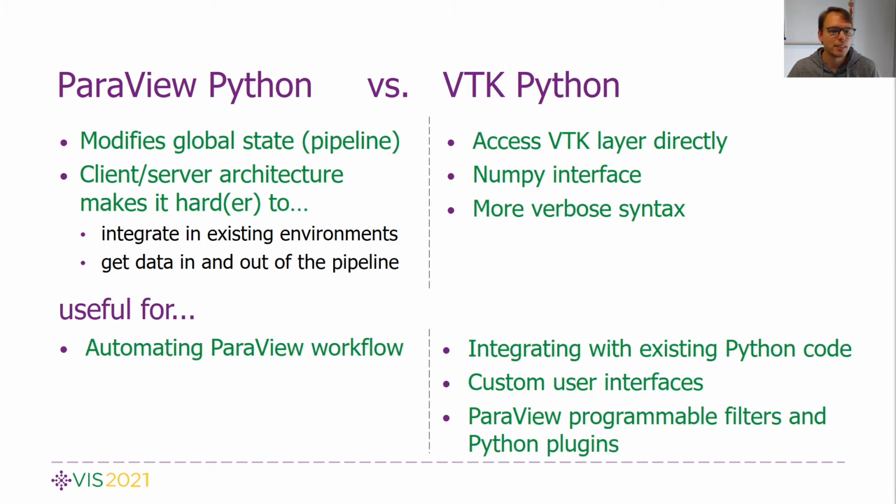Both of these interfaces have their own use cases. The ParaView Python interface is mainly used to automate anything that you would otherwise do in the ParaView GUI. And the VTK Python interface, on the other hand, operates on a lower level and offers a lot more freedom, and it can be used, for example, to integrate TTK code with existing Python code or to create custom user interfaces, and you can also use it within ParaView programmable filters that I will also talk about later.